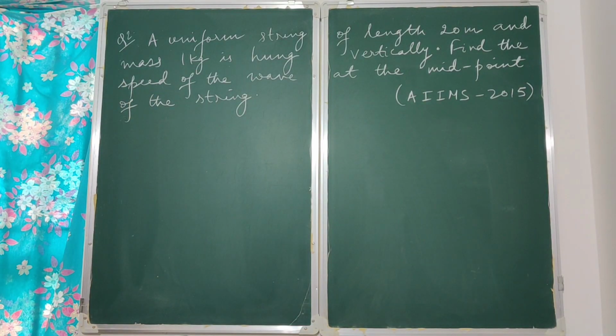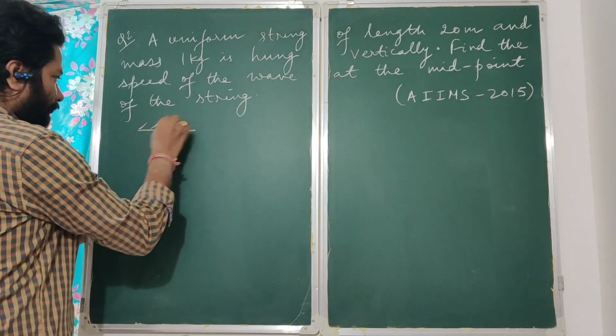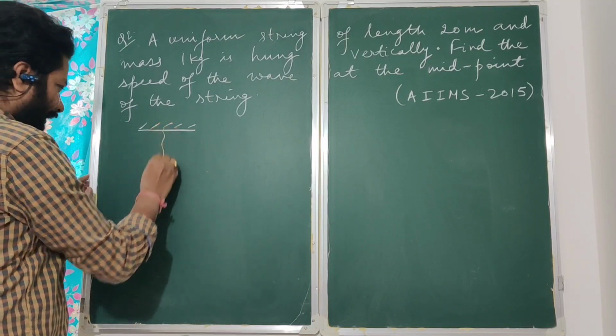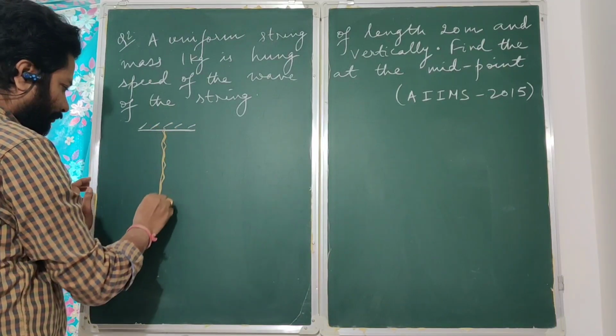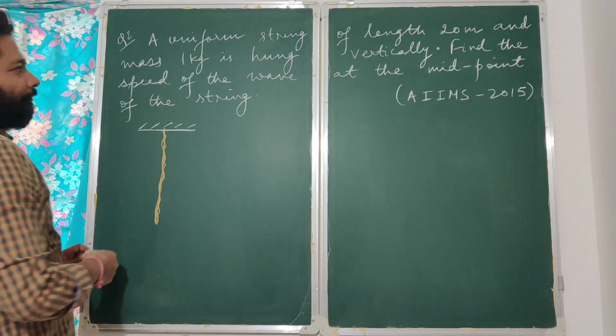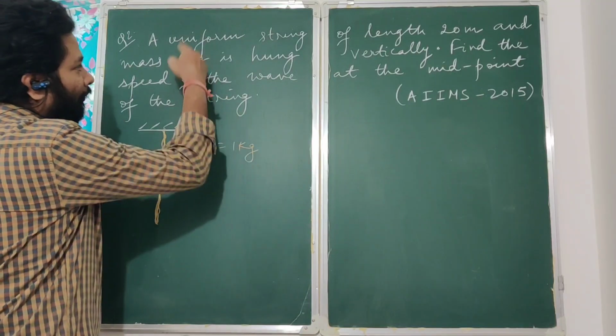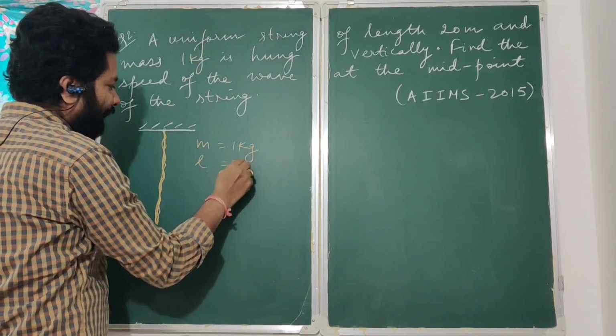Let's take up this question. This was asked in AIIMS 2015. A uniform string of length 20 meter and mass 1 kg is hung vertically. Find the speed of the wave at the midpoint of the string. So let us say our string is like this. What is the mass of this string? It is given as 1 kg. What is the length? 20 meter.